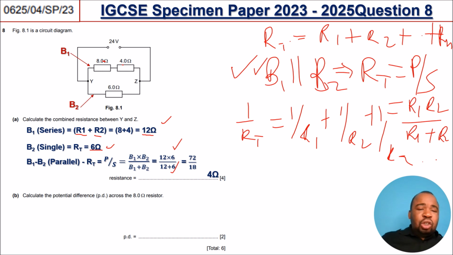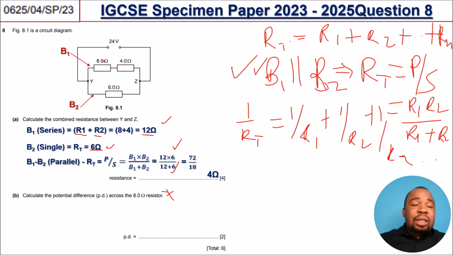Now, the question which dominated my desk is part B. Calculate the potential difference across the 8 ohm resistor. Now, we should know some key rules when dealing with ohmic circuits. Number one, in series circuits, current is not divided, but voltage is divided.